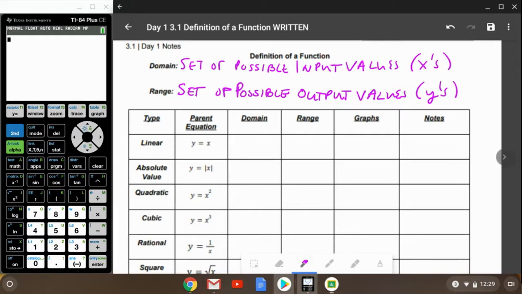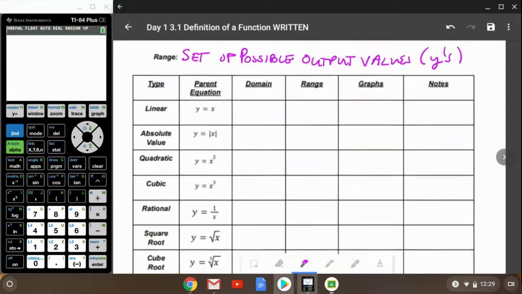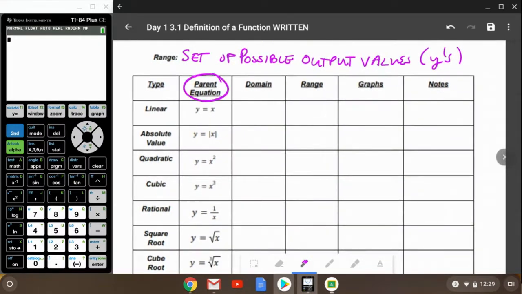All right. So the next thing we're going to take a look at to start the chapter here is different types of equations. All right. These are called parent equations. These are ones that you just need to go through and memorize because you will be asked to do a lot of stuff with them this chapter and the rest of the year.